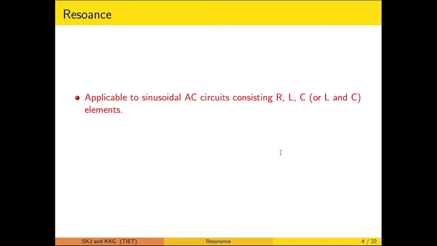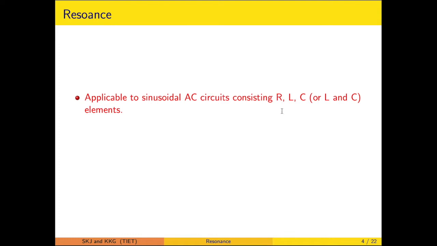As discussed previously, to have resonance we have to have a source of varying frequency. That particular source is considered as a sinusoidal AC source, and another arrangement results in the natural frequency. The system natural frequency in RLC circuits is governed by the inductance and the capacitance. So we will be analyzing the circuit consisting of RLC elements.